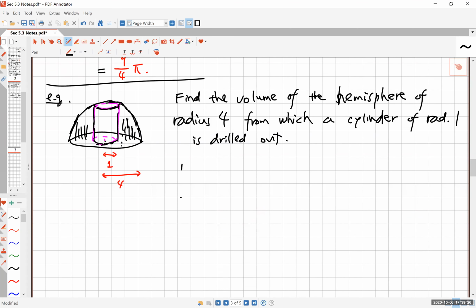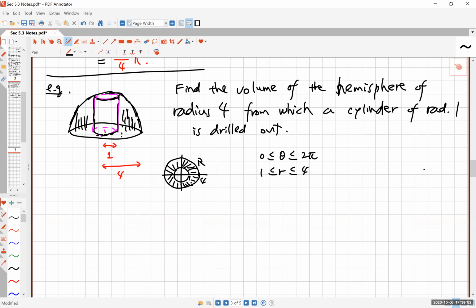All right, so the key is to look at this from the top, and hopefully you can see this is 1 and this is 4. The region of integration is this, okay? That's what you're trying to integrate. So the region R is that theta goes from 0 to 2 pi, as usual, but this time r only goes from 1 to 4, okay? And again, it is very circular, and this is called an annulus.